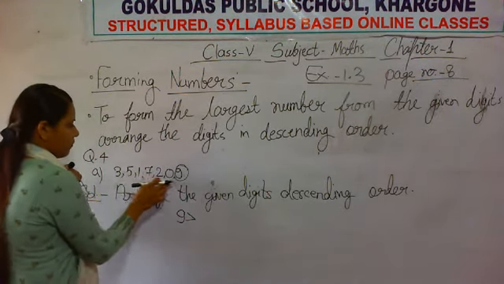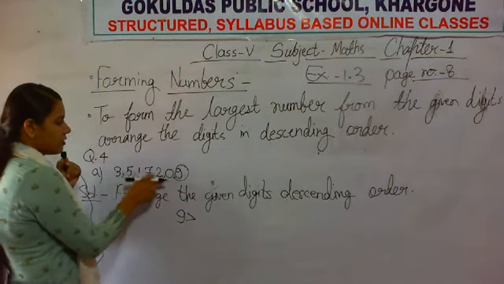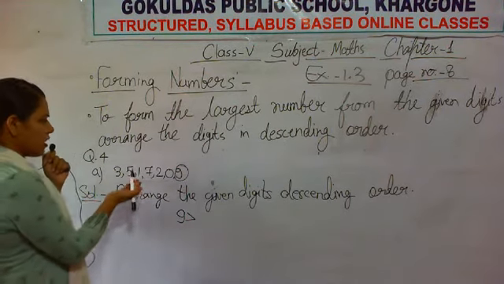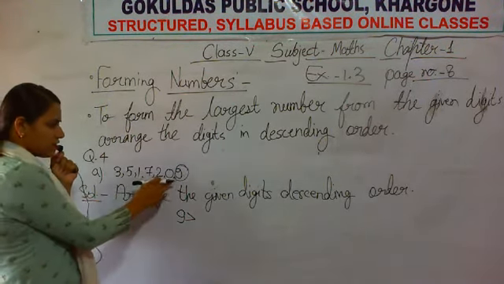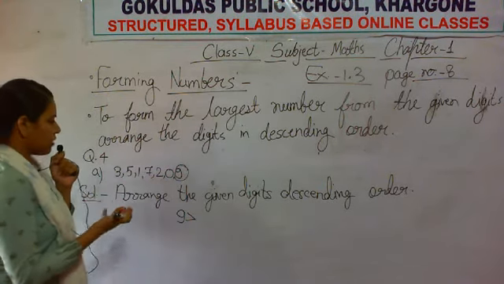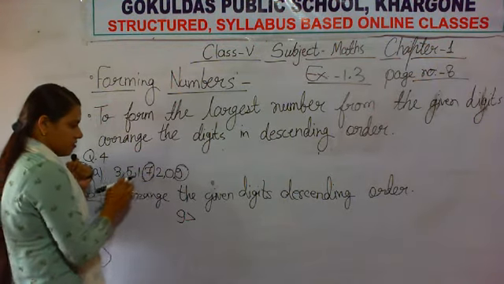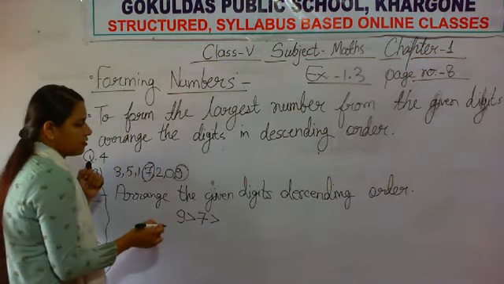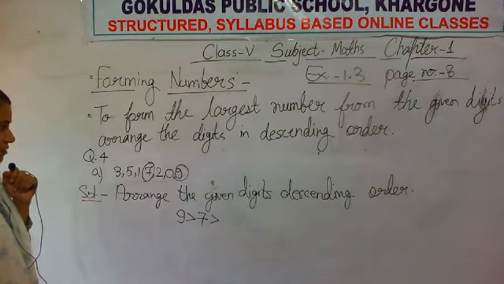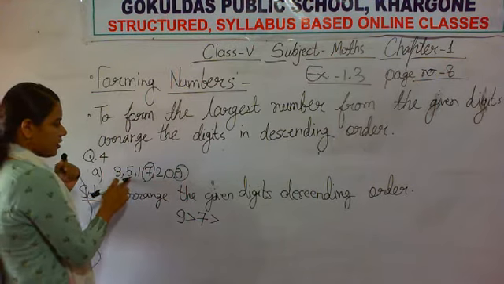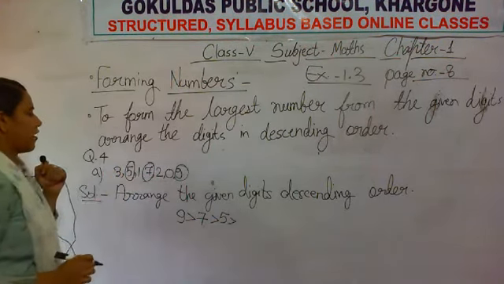So, now look in the remaining digits. 1, 2, 3, 4, 5, 6. In the 6 remaining digits, which one is the largest? Is 1 the largest here? No. Then is 5 largest out of these? No. Then which one is largest? Right. 7 is the largest. Now, see which one is the next largest digit? Digit 5. So you will write 5 here. Okay. We have done with the 5 also.